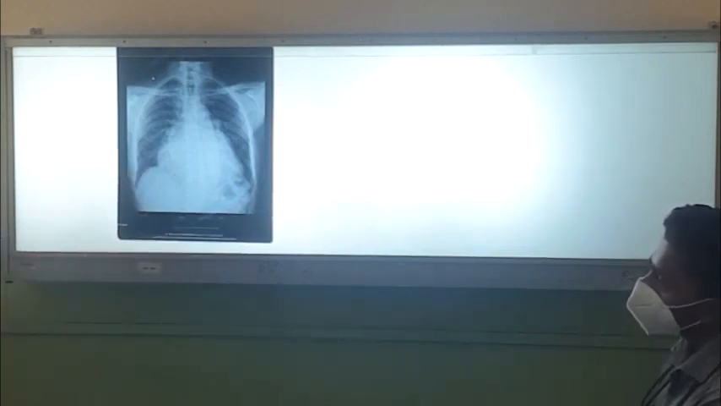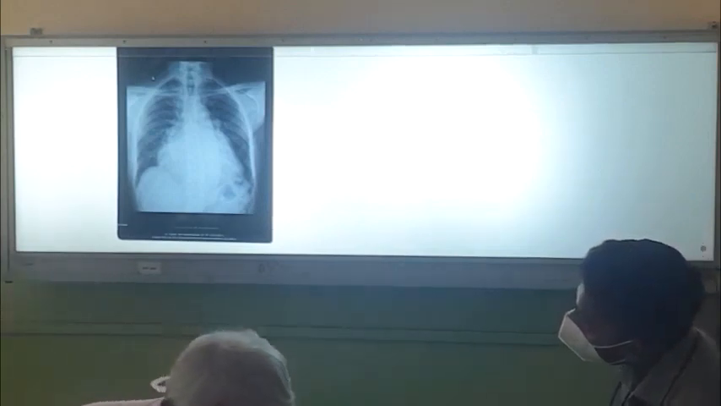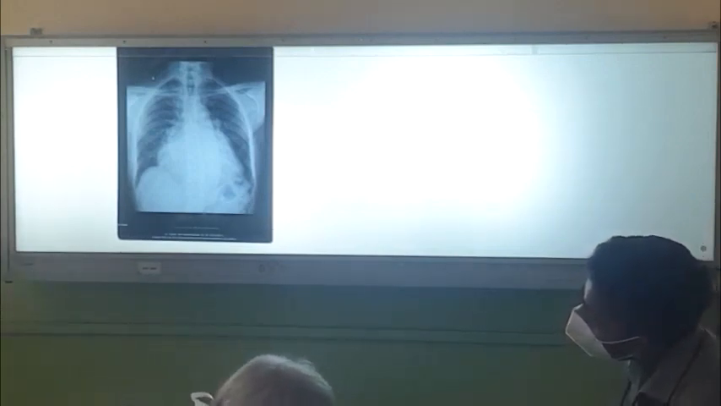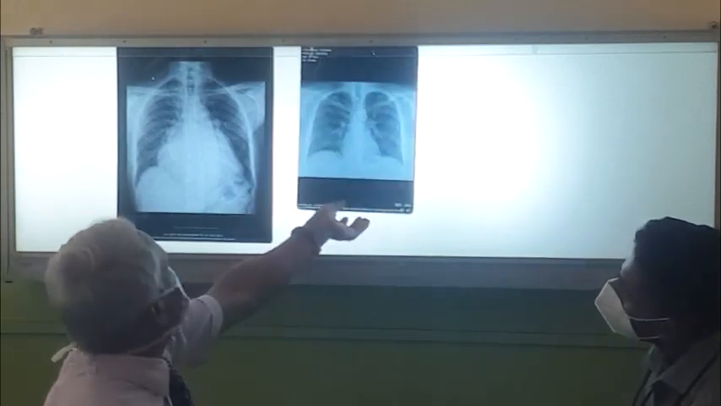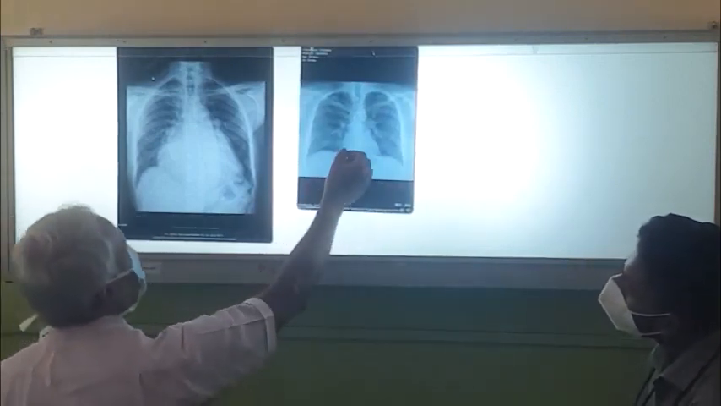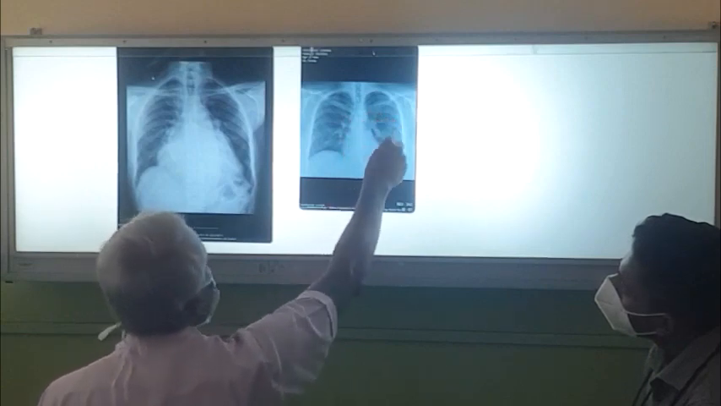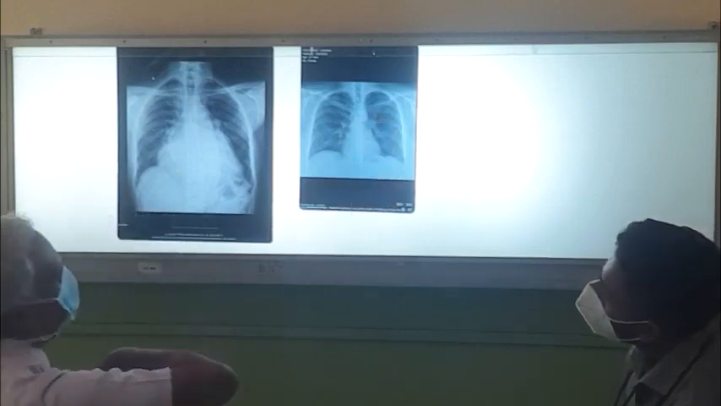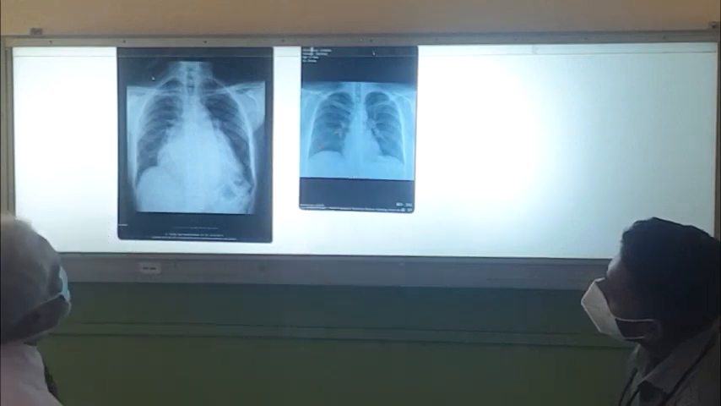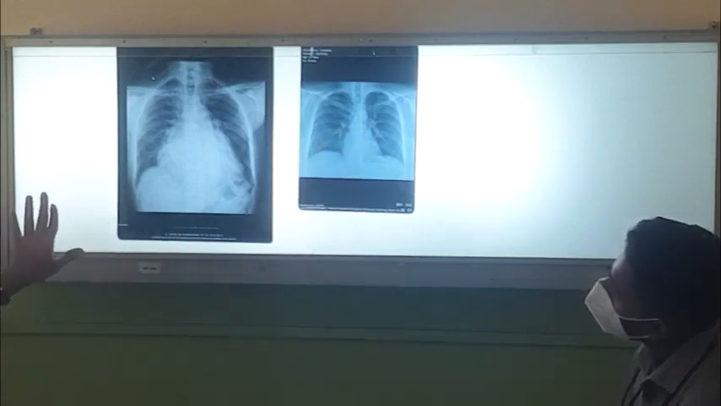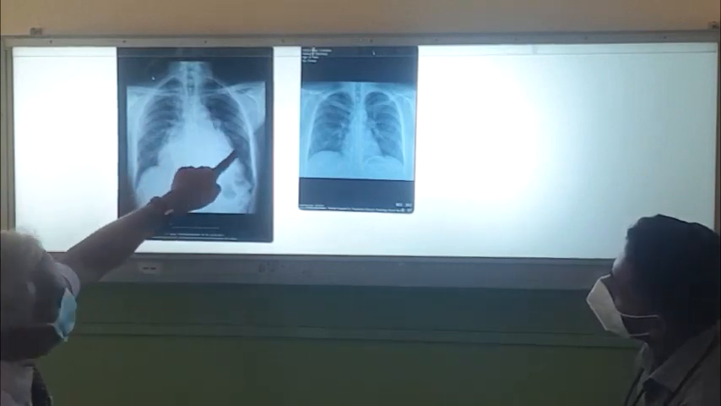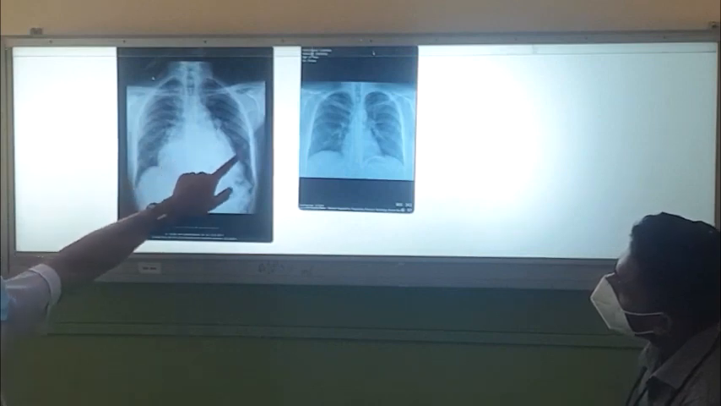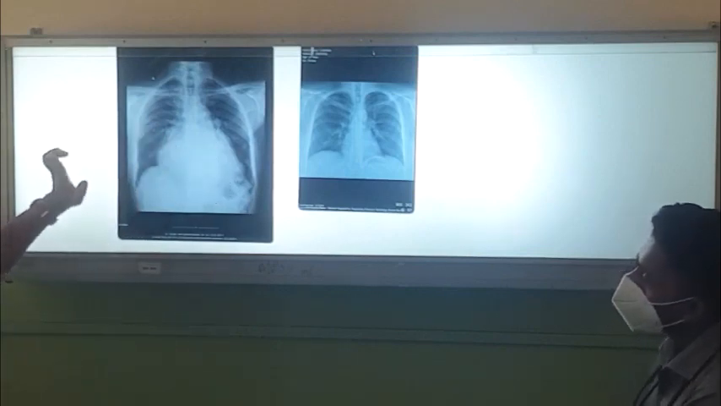Now look at the heart. Now the heart, 50% is the right atrium, the ascending aorta, the descending aorta. This is the left ventricle, right? And these are pulmonary arteries. Here, what has happened is, this is the left ventricle, but there is another bulge here. This is the dilated atrial appendage, right?